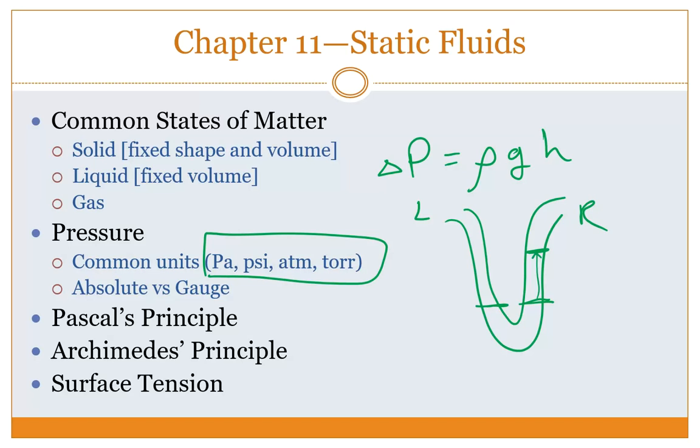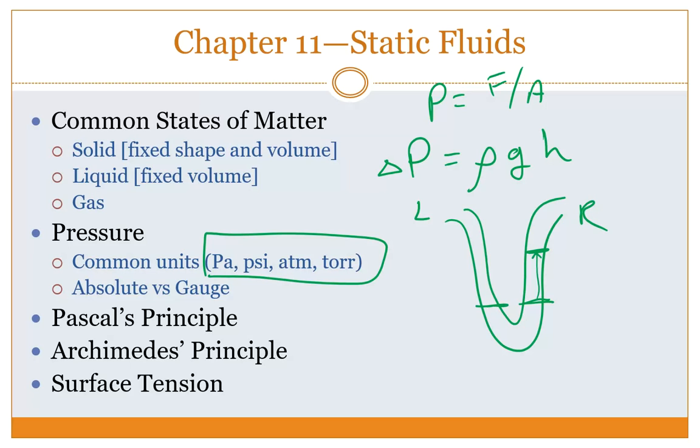Gauge pressure is pressure relative to a reference point. Absolute pressure is, well, just like it says, it's the actual force per unit area. Pressure is force per unit area. It's the same in all directions. And what's the minimum pressure you can possibly have? No pressure. It's zero, no pressure. That's a vacuum, and so we call that a vacuum.